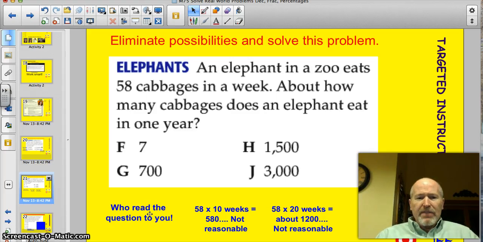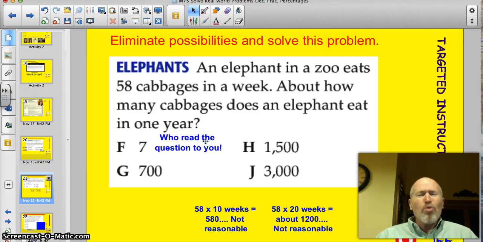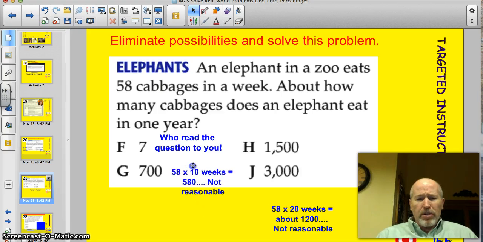7. 7 cabbages? My question would be, who read the question to you if you answer 7? That doesn't make any sense. How about 700? Well, here's my thought. If he eats 58 cabbages in a week, in 10 weeks he'd eat 580. So 700 is not a reasonable estimate for a year because there's 52 weeks in a year.